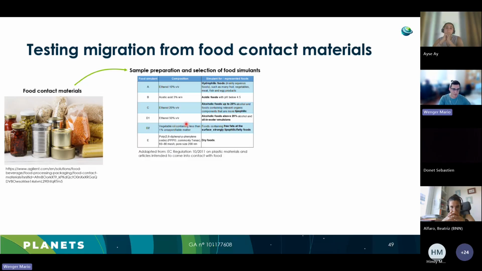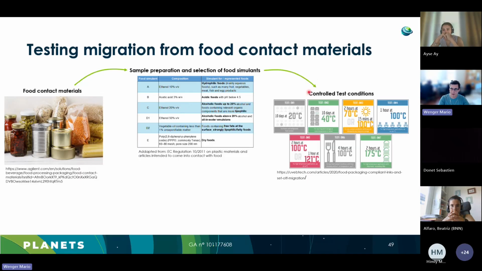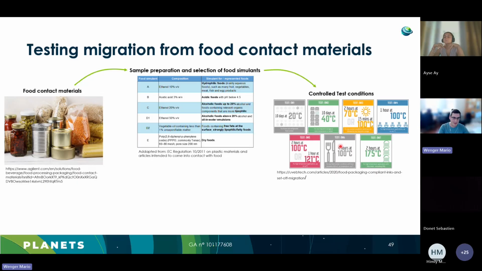Then you add a certain amount based on your surface to your sample, and incubate it for a certain time. There are controlled test conditions available based on the European regulation. For example, let's say we test for food contact conditions: we test for 4 hours at very harsh conditions, 100 degrees Celsius, to mimic food contact. There are also other options, like 4 hours at 140 degrees, or 10 days.